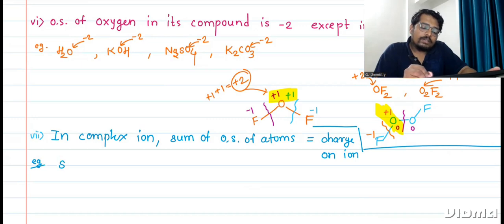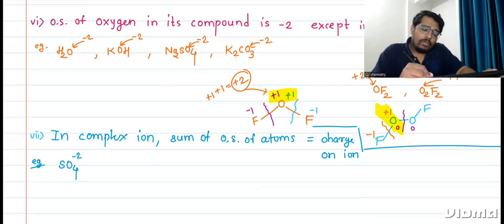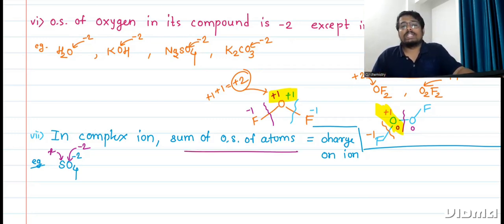For example, sulfate ion. What is the oxidation state of oxygen? The oxidation state of oxygen in sulfate, oxide, hydroxide, carbonate, nitrate is equal to -2. We don't know the oxidation state of the sulfur atom, so let us consider the oxidation state of sulfur to be X. Now, rule number 7 states that the sum of oxidation states of the constituent atoms in a complex ion is equal to the total charge on the ion.